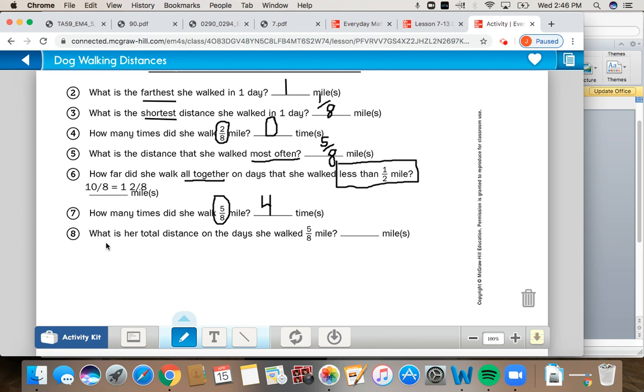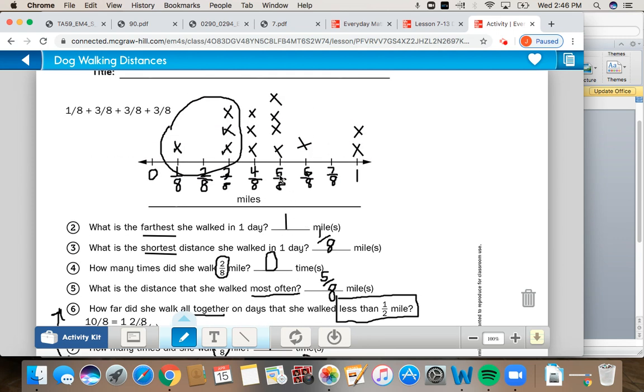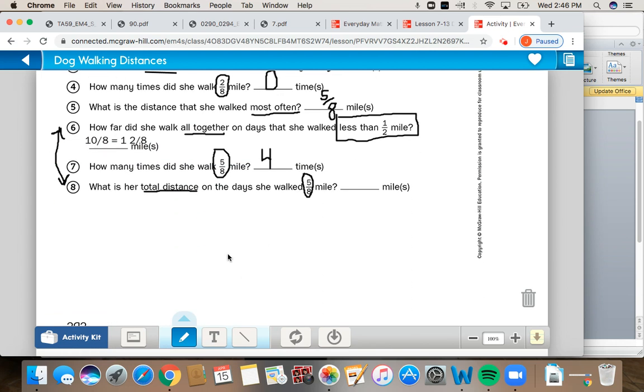And now let's look at number 8. What is her total distance? This is kind of reminding me of number 6, because in number 6 I was also looking for a total distance. What is her total distance on the days she walked 5/8 of a mile? Let's go back up and look at that. 5/8 of a mile, she walked 4 times, which means I must want 4 times that amount.